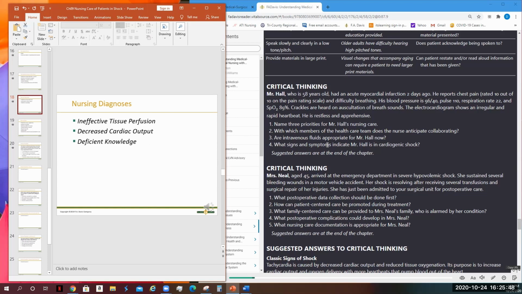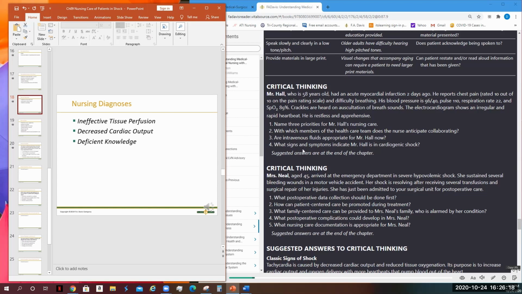What signs and symptoms indicate Mr. Hall is in cardiogenic shock? Well, the signs of cardiogenic shock include a decreased blood pressure, increased heart and respiratory rates, cyanosis, decreased urine output, cool, pale nail beds and or skin, and decreased mental status.